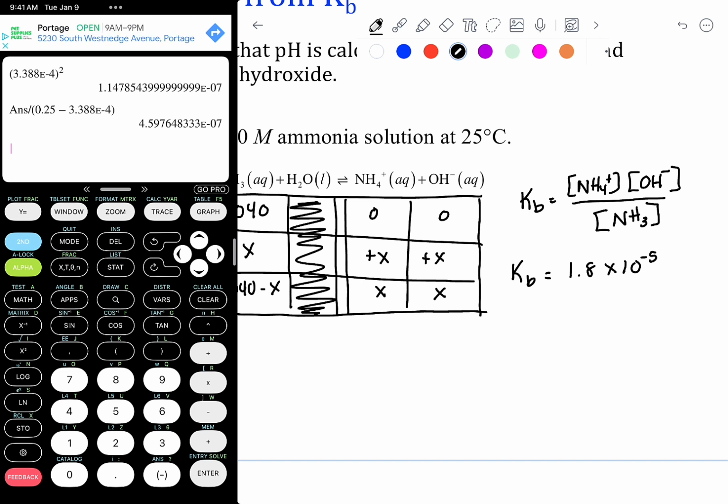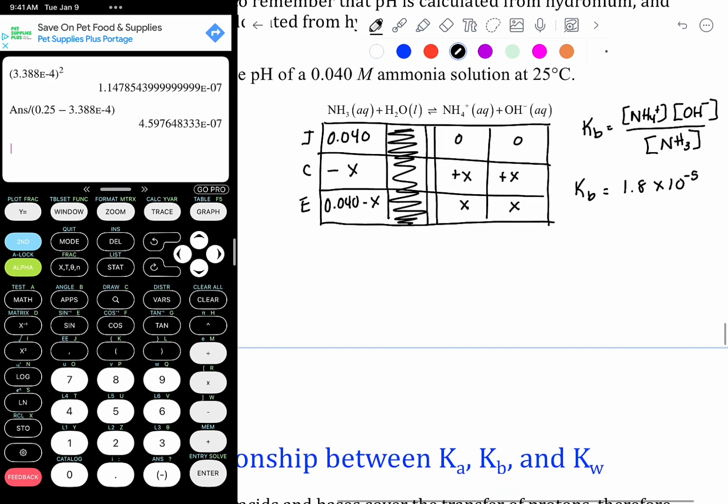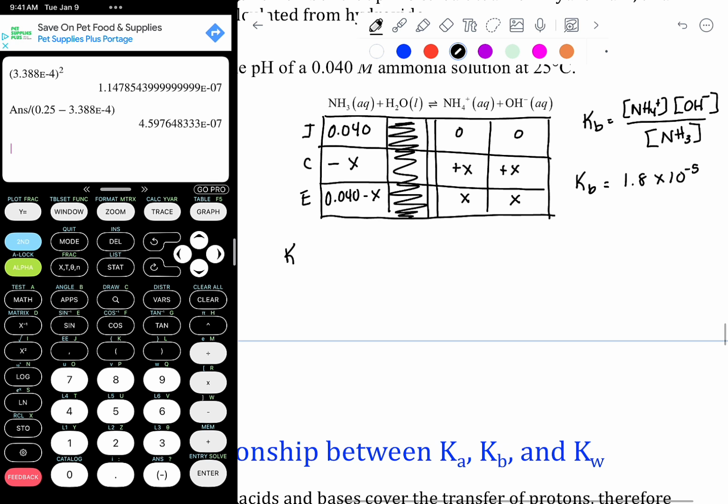So we see that Kb is small. Again, it's just like our previous assumptions with K. If it's small, we can see X as negligible. So we know that Kb is going to be equal to X squared over 0.040 minus X. We can see X as negligible, so you get X squared over 0.040 is equal to our Kb of 1.8 times 10 to the minus 5. And we solve for X accordingly.